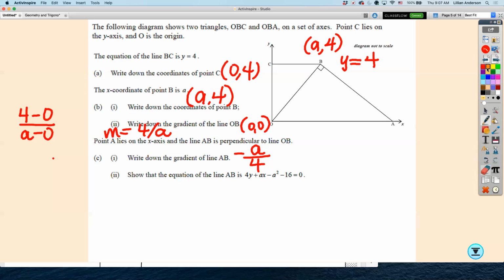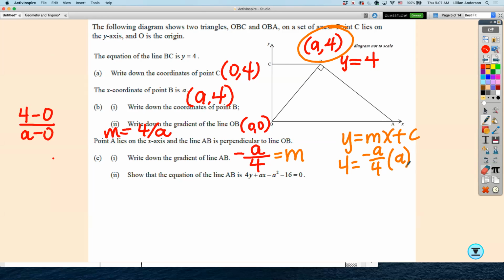So I have my slope, which is here, and I need a point that's on AB. What point do I know? A, 4. So then if I use that point with that slope and slope intercept form or gradient intercept form, then I can find my y-intercept and then put it into standard form. So I plug in 4 for y, negative A over 4 for m, and A for x.